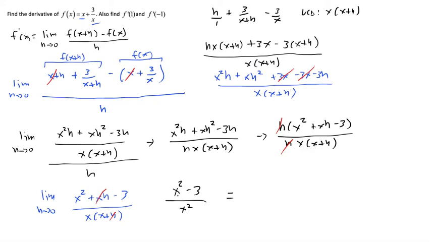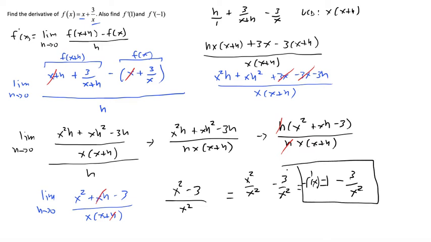And you could technically leave this as a final answer, or we can split this up. X squared over x squared minus 3 over x squared. So that does give us 1 minus 3 over x squared. This is going to be the equation of our derivative. Okay, 1 minus 3 over x squared.